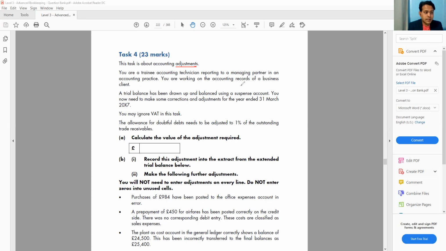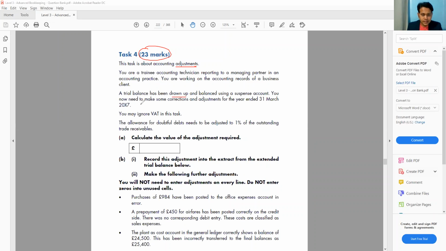So let's read this question. Here we have task number 4 for 23 marks. Let's read this question and try to solve it together. You are a trainee accounting technician reporting to a managing partner in an accounting practice. You are working on the accounting records of a business client. A trial balance has been drawn up and balanced using a suspense account. So you have already prepared a trial balance, drawn up and balanced using a suspense account.